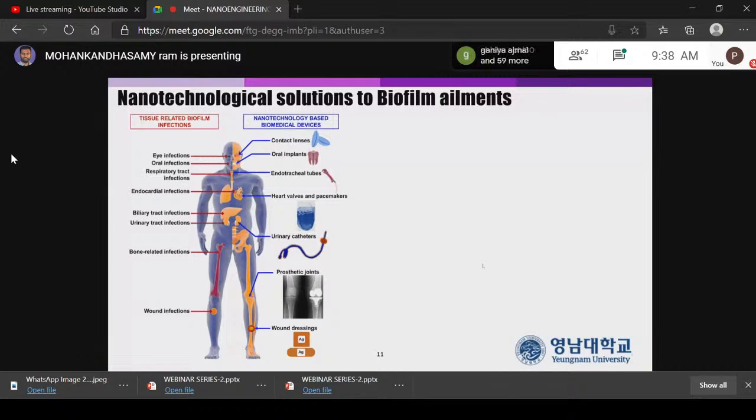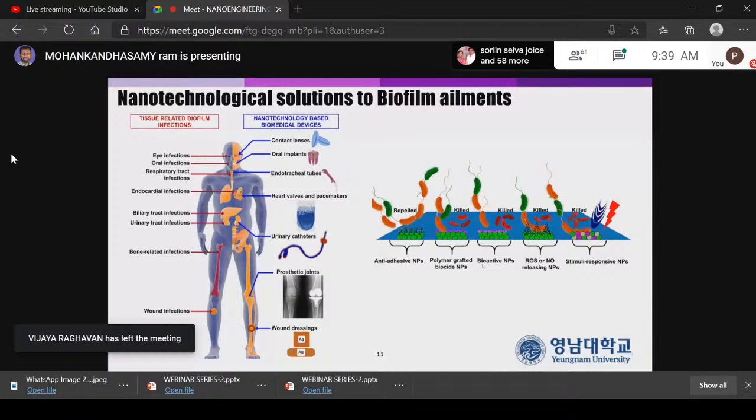And the endotracheal tubes, which are made of biodegradable polymers or tissue engineering materials, are another high chance for biofilm formation. So these need to be treated with nanoparticles to have anti-biofilm activity. Additionally, heart valves, urinary catheters, prosthetic joints, and wound dressings. These are other biomedical materials to be coated with nanoparticles to prevent biofilm formation.